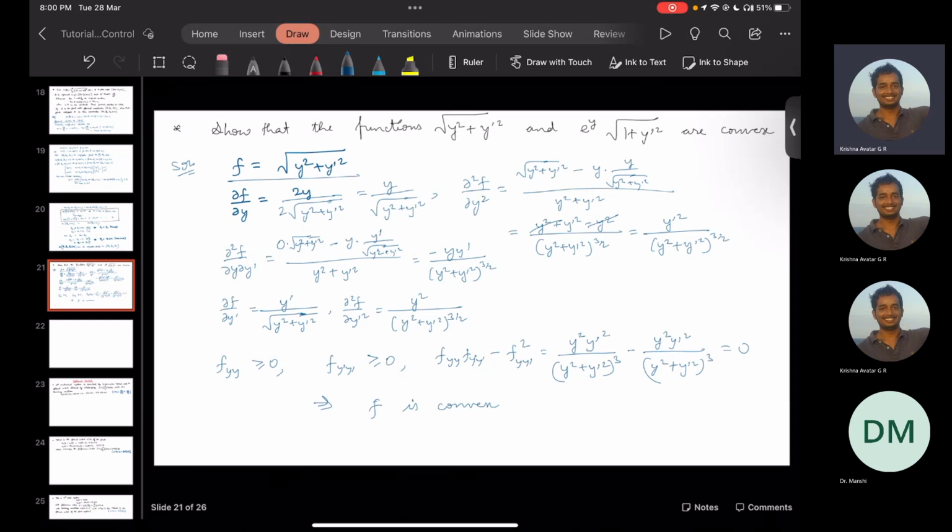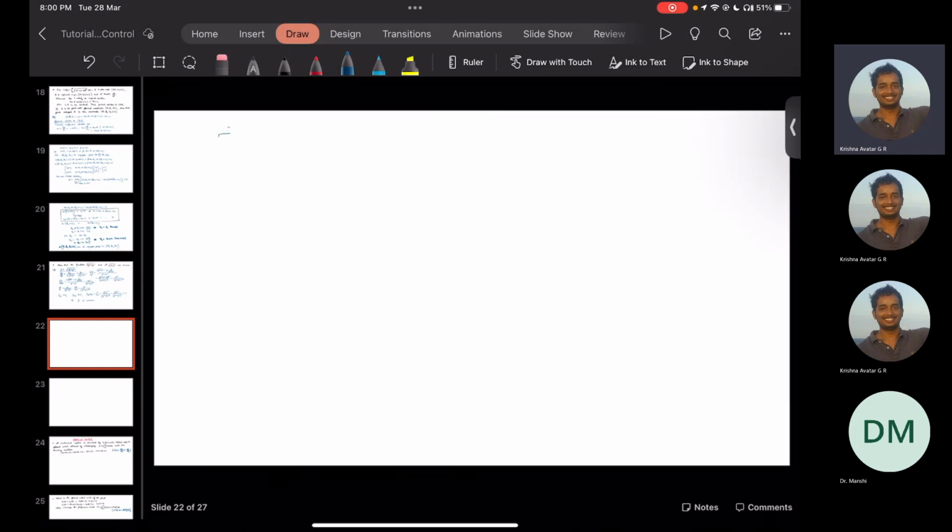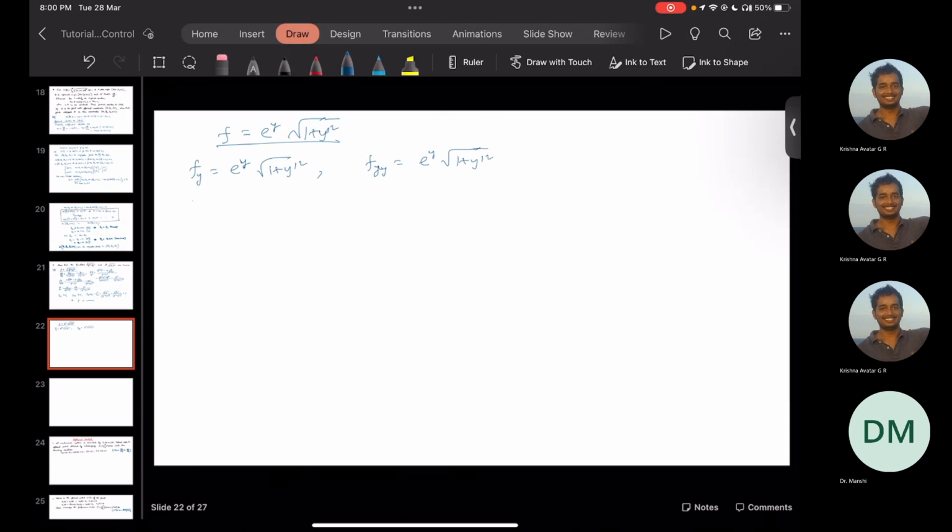Okay. Now let's solve the second problem. And here f is equal to e to the power y times root of 1 plus y prime squared. Again, in this case, the derivative of f with respect to y is e^y root over 1 plus y prime squared, isn't it? f_yy is again the same. And f_yy' is e to the power y prime, divided by, okay. And then f_y' gives us e to the power y prime divided by 1 plus y prime squared.